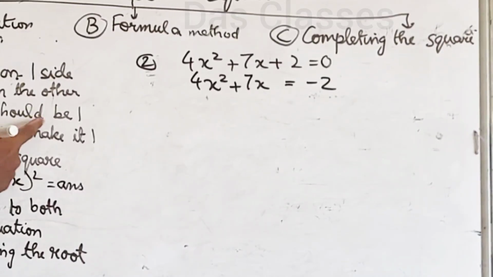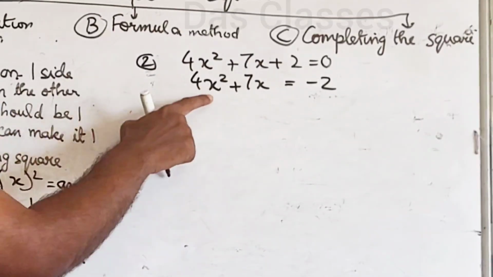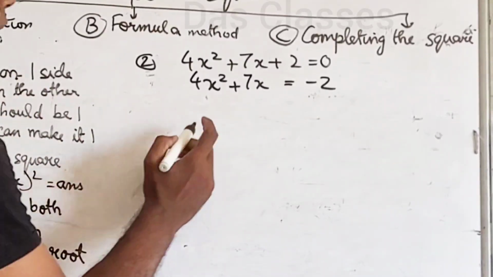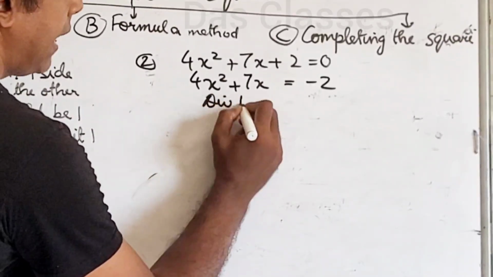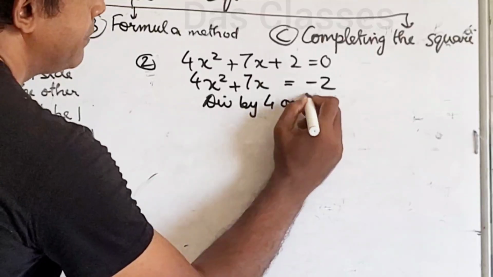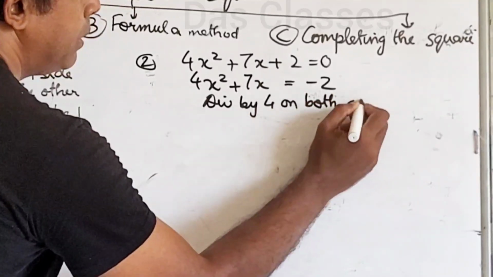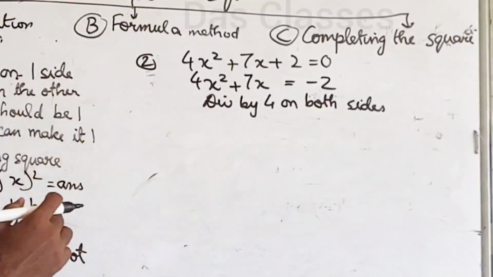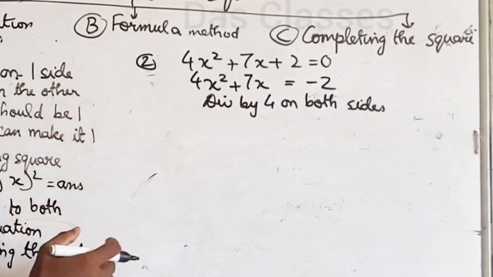Done second step, coefficient on x square, variable on one side and number on the other. Second step is coefficient of x square should be 1, but as you can see the coefficient of x square is 4, so we need to take that out. So what we'll do is for that divide by 4 on both sides. Now in this example the coefficient was 4, so we divided it by 4. If it was 3, we would have divided everything by 3. If it was 5, we would have divided it by 5.